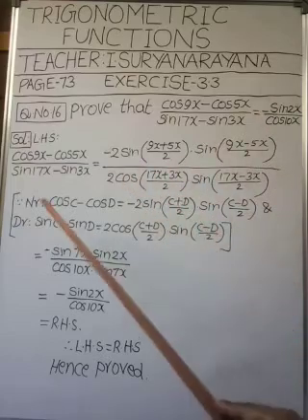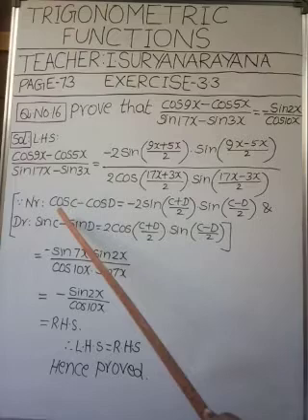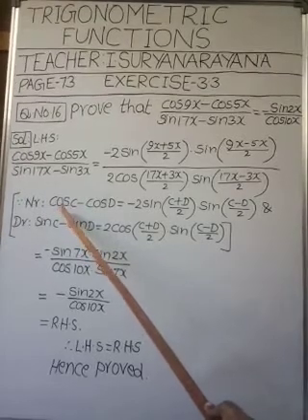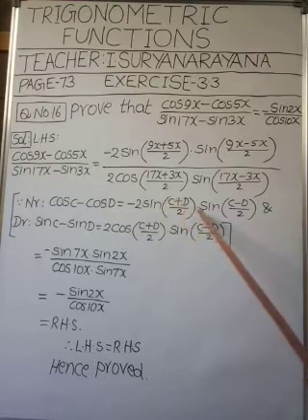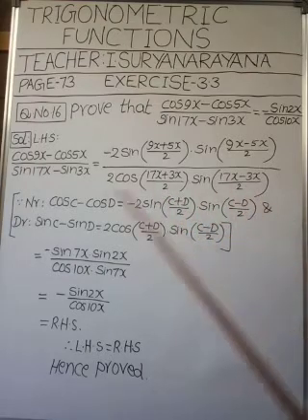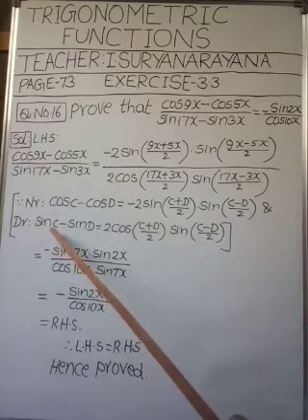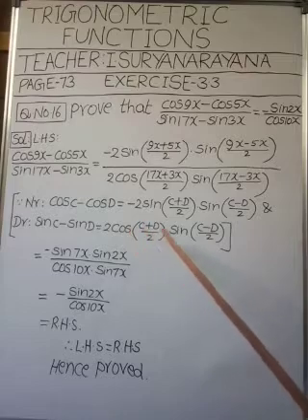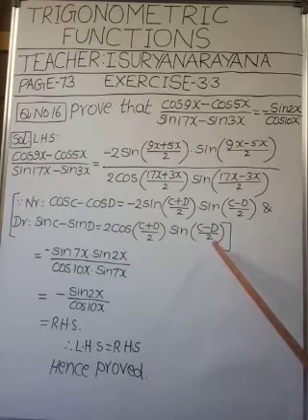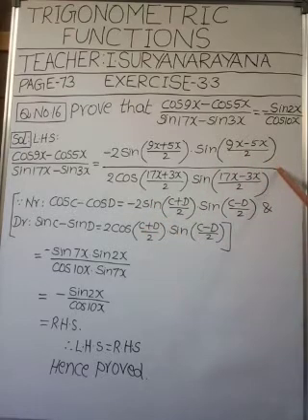Because in the numerator, we used this transformation formula: cos C minus cos D is equal to minus 2 sin (C plus D)/2 sin (C minus D)/2. And in the denominator, sin C minus sin D is equal to 2 cos (C plus D)/2 sin (C minus D)/2. By using these two transformation formulas, we got this step. Understood this step, my children?